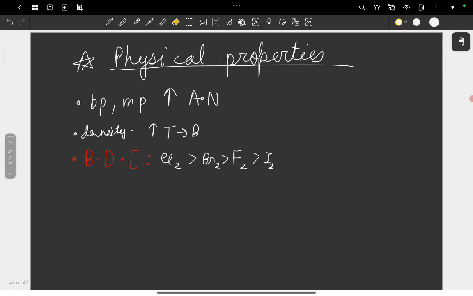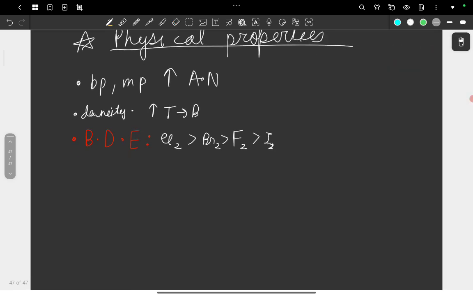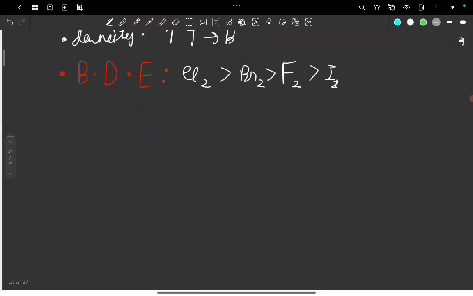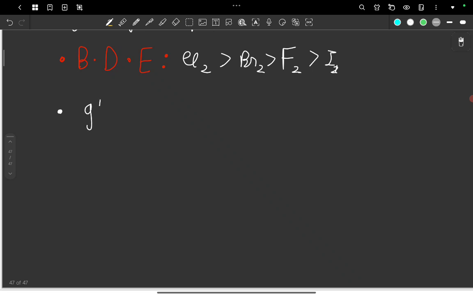Let me see if there's any other points. I don't know if this is important or whether they have asked questions from this separately, but I'll just mention this point because perhaps they can ask this in salt analysis or something. This is a very interesting property which we haven't seen before, that group 17 elements show colors by absorbing radiation.